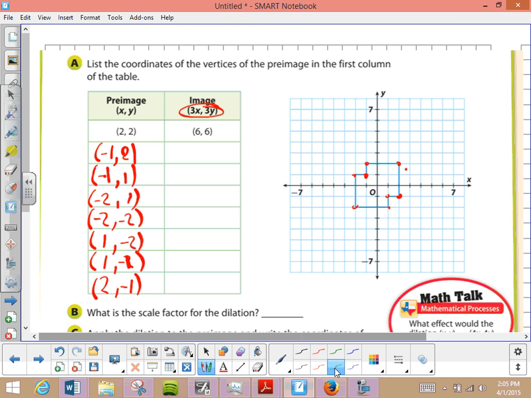All right. So let's get the new coordinates. If we multiply by 3, -1 times 3 is -3, and then that'll be 6, right? This is -3 and 3. This is -6 and 3. This is -6 and -6. This is 3 and -6.